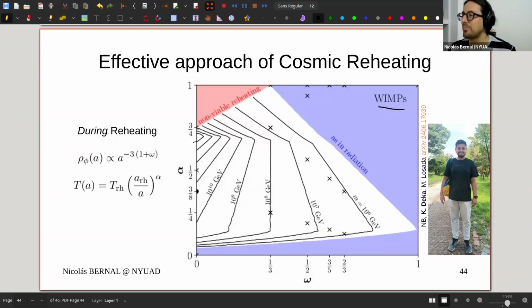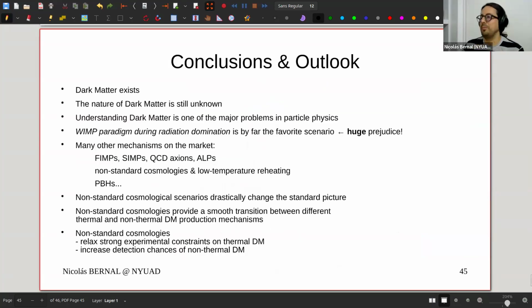No? Okay, good. So, conclusions. The first part, I think you are convinced of that: dark matter exists. Its nature is still unknown, and understanding dark matter is one of the major problems of particle physics and cosmology. So how was dark matter produced? We don't know. However, there's a big prejudice for the points that supports WIMPs in general. And I think the WIMP paradigm during radiation domination is by far the favorite scenario.